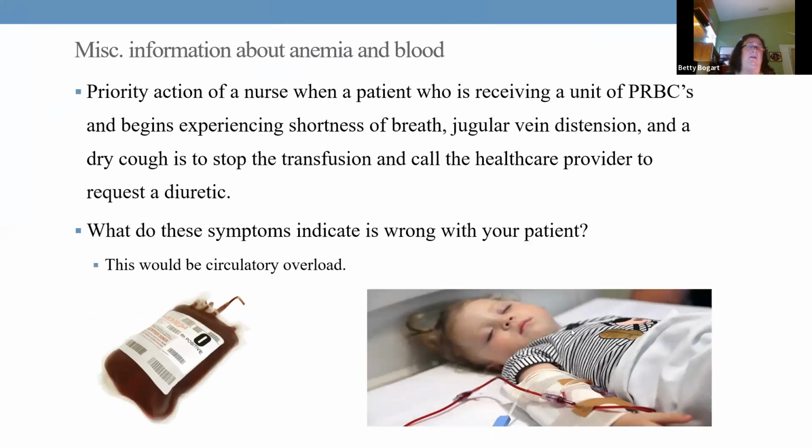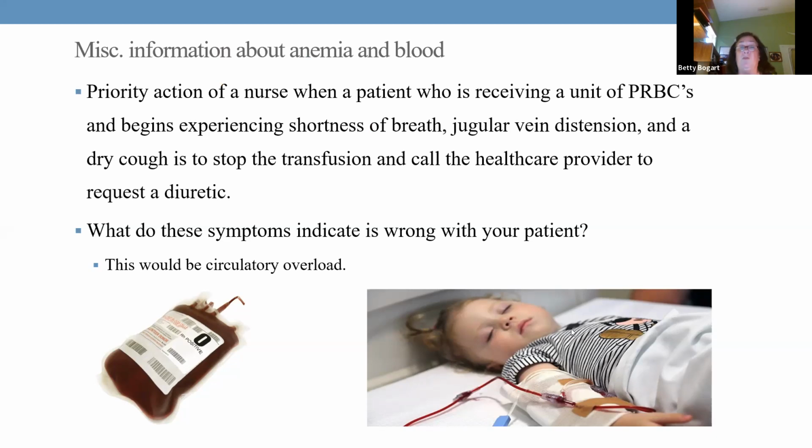Now, anemia. You can't give medications or change diet, because their levels are so low, we need to give blood. So if you're giving blood and we're seeing something like shortness of breath, jugular vein distension, and a dry cough, what do we do first? Well, we're going to stop that infusion immediately. This is circulatory overload, which means too much volume in that child.